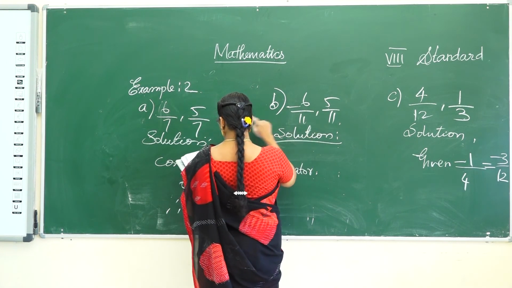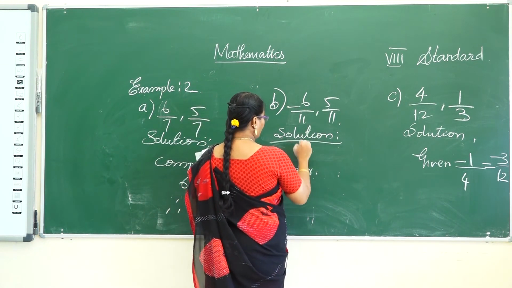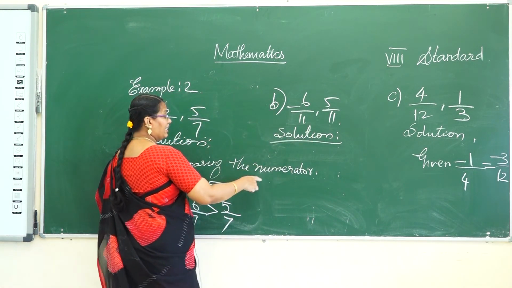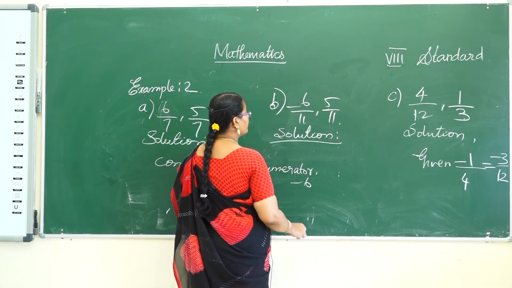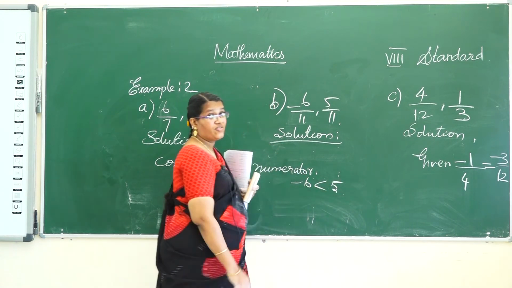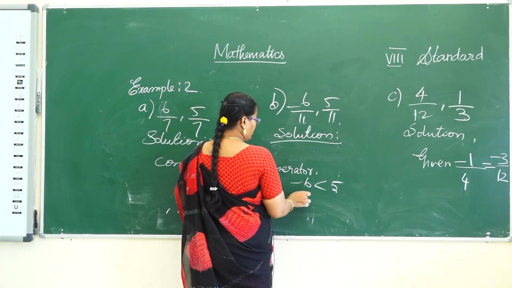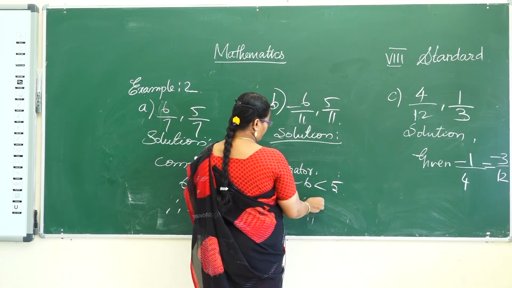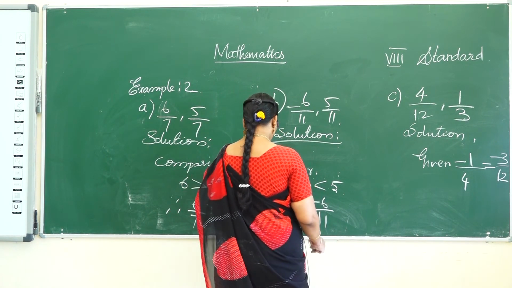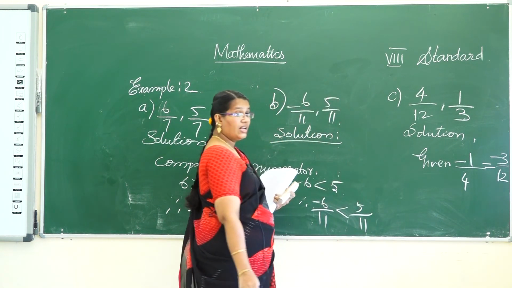The denominators here are also the same. So, comparing the numerators, what we get? Here also the same. Comparing the numerators, minus 6. Which one is the greatest value? 5 is the greatest value. Here minus 6 is the smallest number. So therefore the rational number minus 6 by 11 is less than 5 by 11.